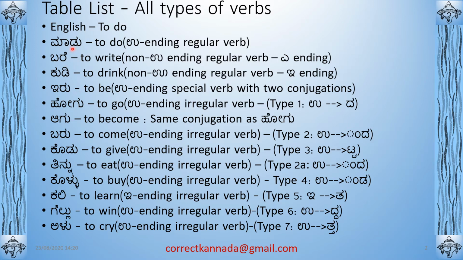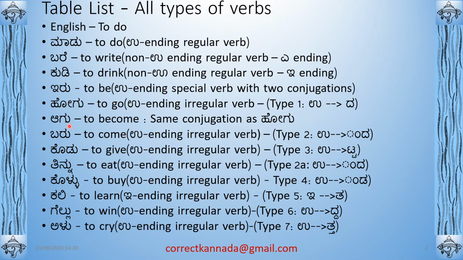Of course, Madu will be Madida and Madi. Madu is different between verbal and relative participle. But besides Madu, Hogu and Agu, for every other verb, the verbal participle is with the u and the relative participle will be without u. You will get to understand this as you proceed in learning Kannada. Just keep in mind that there are two participles.